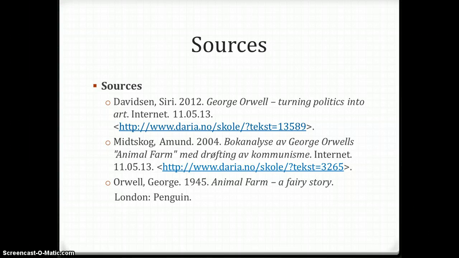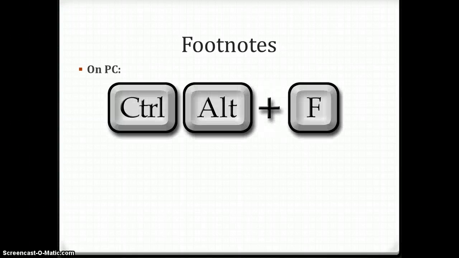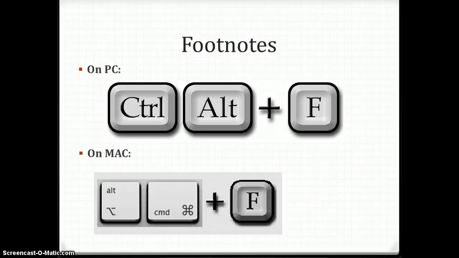Phew, are we done now? No, but we are getting closer. When you actually use information from an internet article within your essay, you need to make the reader aware of that. And therefore we use footnotes or parentheses. I prefer footnotes. To make a footnote on a PC, press and hold Ctrl plus Alt and then press F once. On a Mac, you press and hold Command and Alt and then press F once. And voila, your footnote is created.